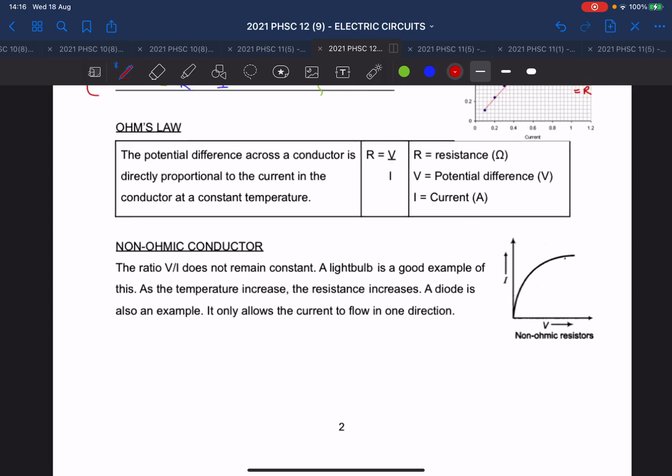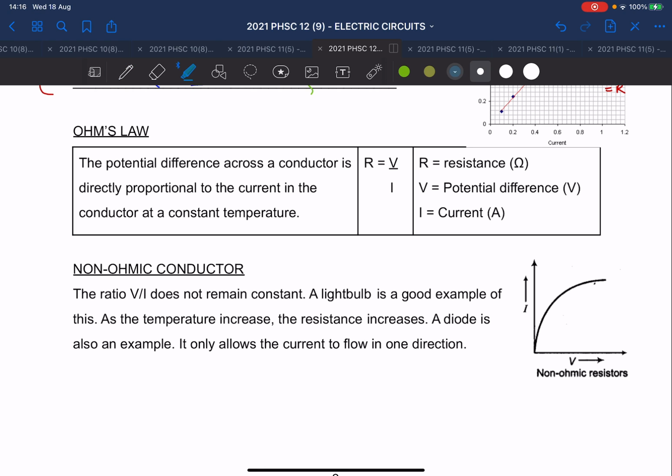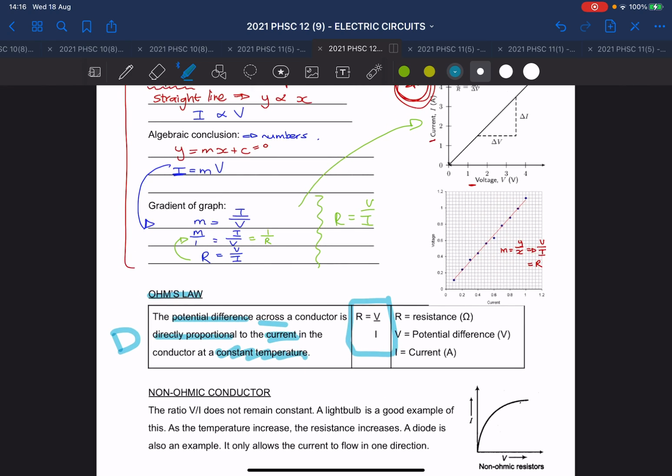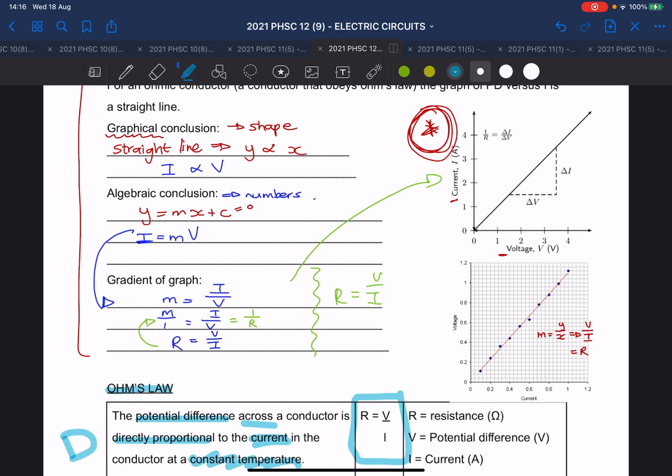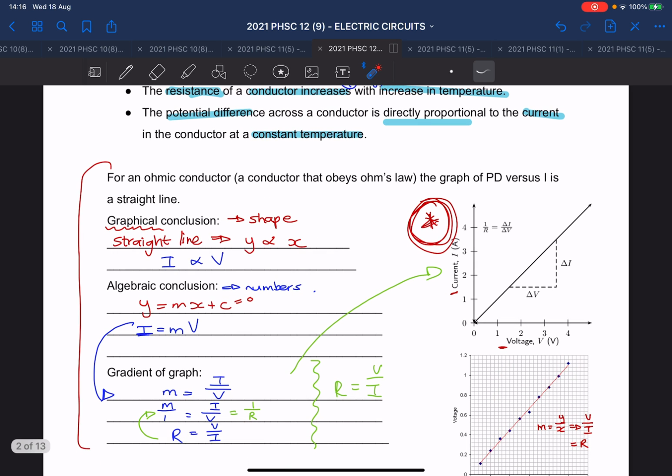Okay, so from that graph we can get Ohm's law, the definition: the potential difference across the conductor is directly proportional to the current in the conductor at a constant temperature, and we have this formula. If we get a resistor that obeys Ohm's law, then you get a straight line, and we call it an ohmic conductor because it obeys Ohm's law. So for an ohmic conductor, a conductor that obeys Ohm's law, the graph is a straight line.